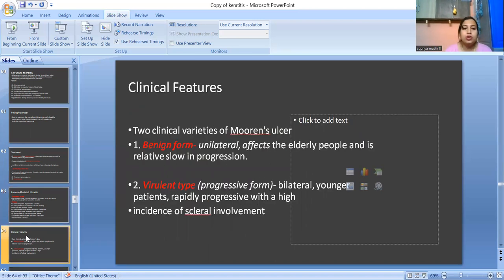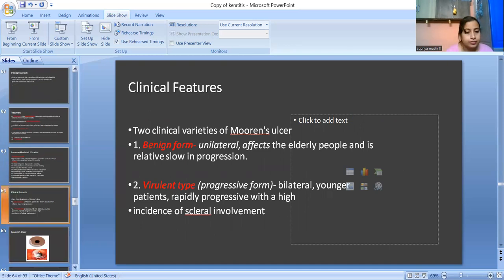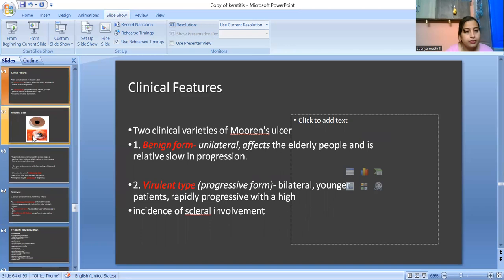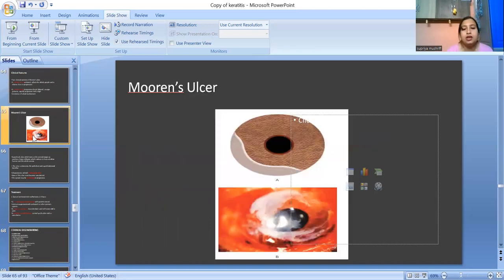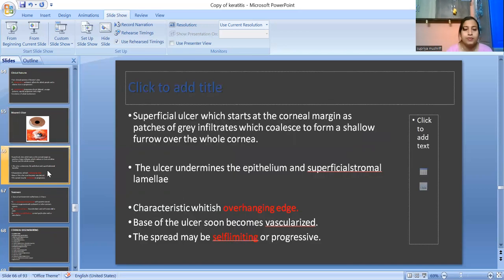Clinical features include two clinical varieties of Mooren's ulcer, benign form and virulent form. Benign is unilateral, affects elderly people, and is relatively slow in progression. Virulent affects bilateral, younger patients, rapidly progressive with a high incidence of scleral involvement. Mooren's ulcer, this is how it looks, a peripheral ulcerative keratitis. It is not infectious in nature. It is mostly immune mediated.